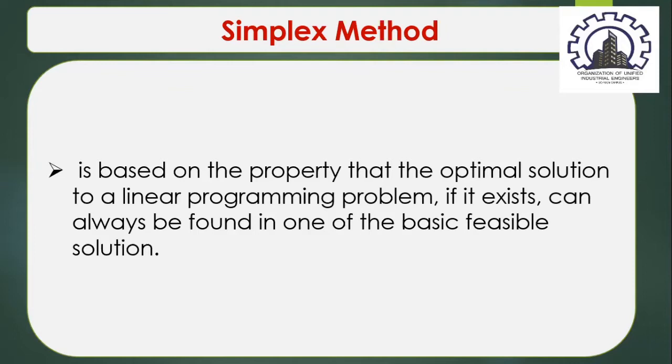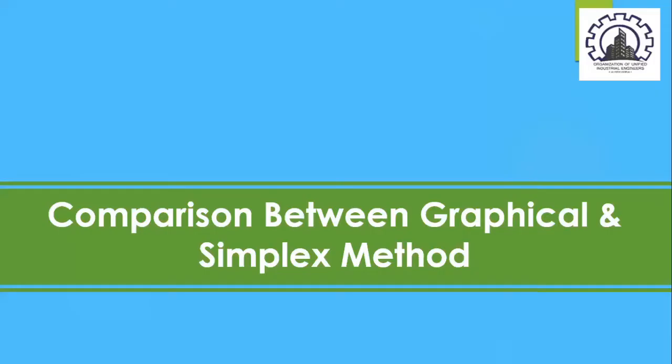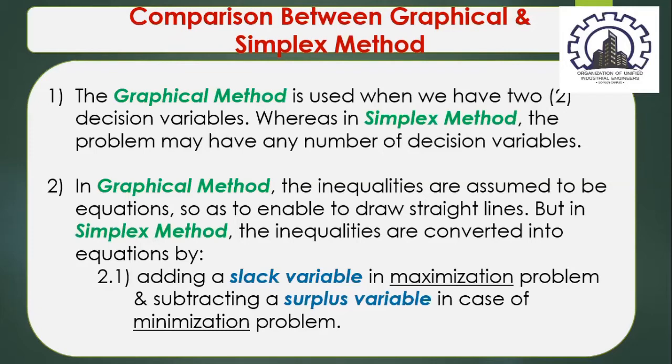And the second key area that I'm going to be discussing right now, that would be the comparison between graphical and simplex methods. So what's the difference between the two then? First, the graphical method is used when we have 2 decision variables, whereas in simplex method, the problem may have any number of decision variables. Again, in graphical method, we only need to deal with 2 decision variables. On the other hand, for simplex method, we are dealing with more than 2 decision variables.